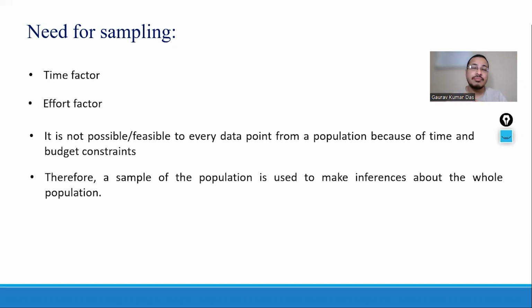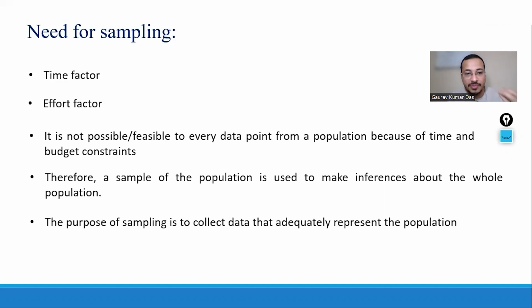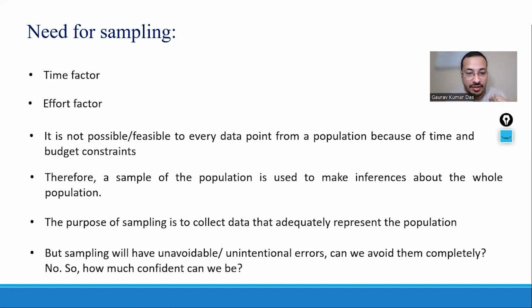Whenever we extract a sample, please understand this. Although we calculate the sample mean and standard deviation, my ultimate goal is to draw inferences on the population, not on the sample. So my motive is to make sure that my sample adequately represents my population. That is my goal. And if it does not, what steps can I take to ensure that? So the purpose of sampling is to collect data that adequately represent the population.